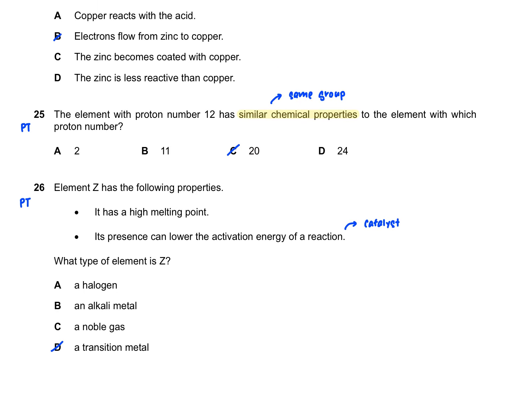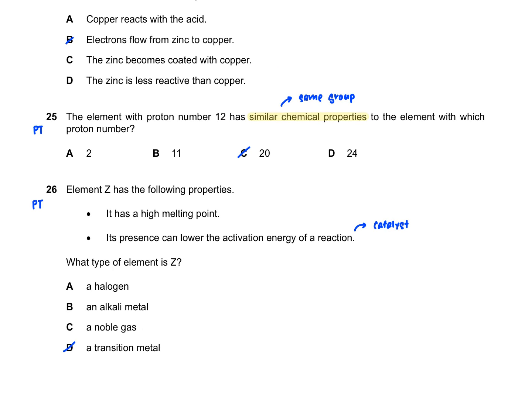For question 25, this is a periodic table question. So the question states that the element with proton number 12 has similar chemical properties. Now, when you see similar chemical properties of elements, it means that they are found in the same group. Elements in the same group have the same number of valence electrons, therefore they will undergo the same type of reactions. The reason for that is that in chemical reactions, it's only the valence electrons that are involved. So elements in the same group would have the same chemical properties.